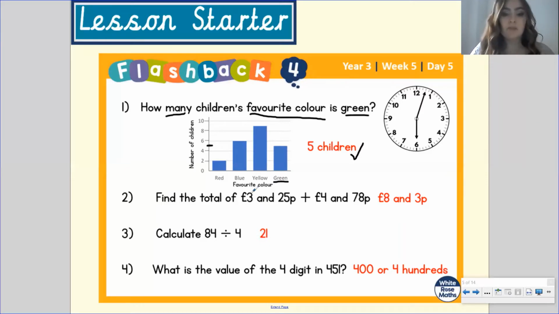Question number 2, you need to find the total of £3.25 and £4.78. So you need to add together your pounds first, then add together your pence and use your knowledge of knowing that £1 is the same as 100 pence to answer the question, which is £8 and 3 pence. Give yourself a tick if you got that correct. Then you need to calculate 84 divided by 4, which is 21. Well done if you got that one correct.